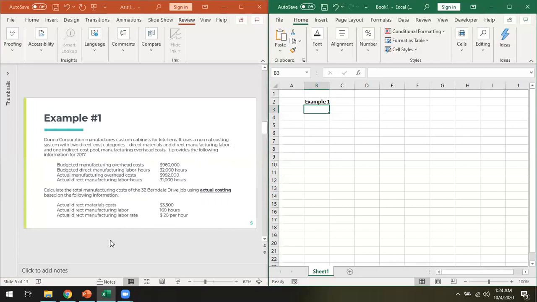In this case, we have to calculate the total manufacturing cost of the 32 Burndale Drive job using actual costing based on the following information. So we have the actual direct material cost, actual direct manufacturing labor hours, and also the actual direct manufacturing labor rate. To calculate the total manufacturing cost, we have to know the direct material, the direct labor, and also the manufacturing overhead.